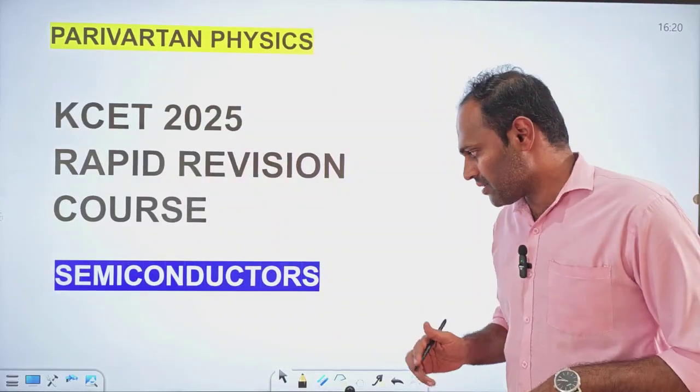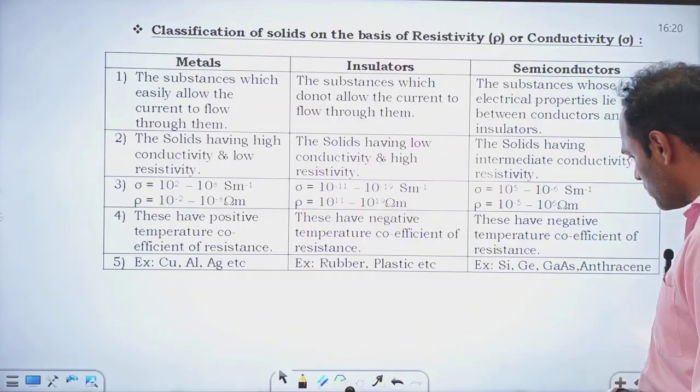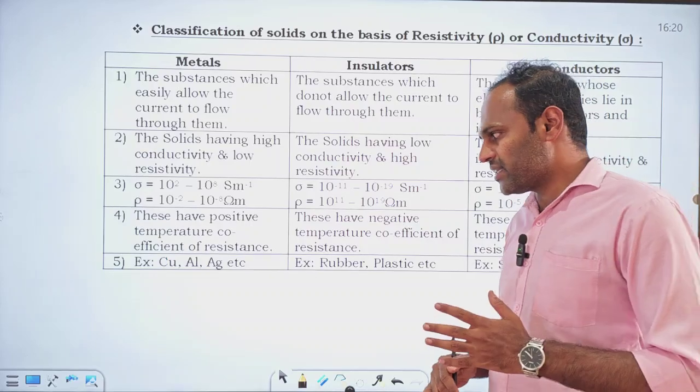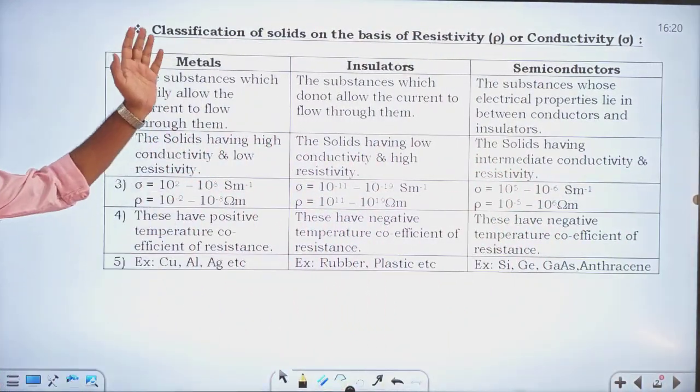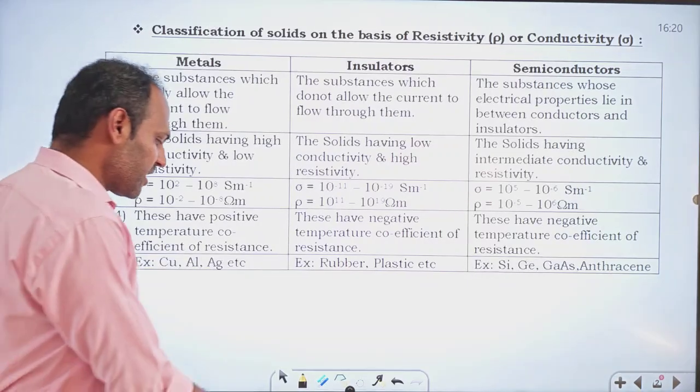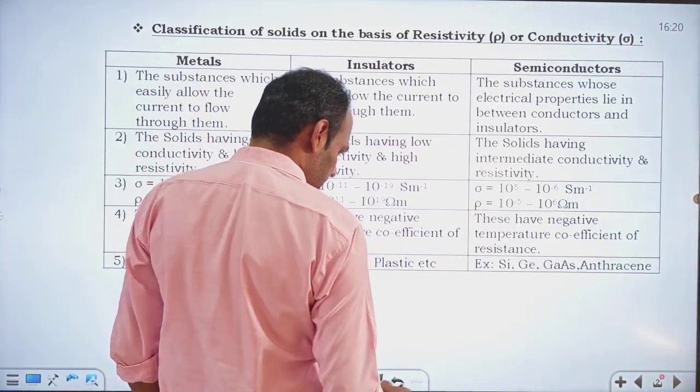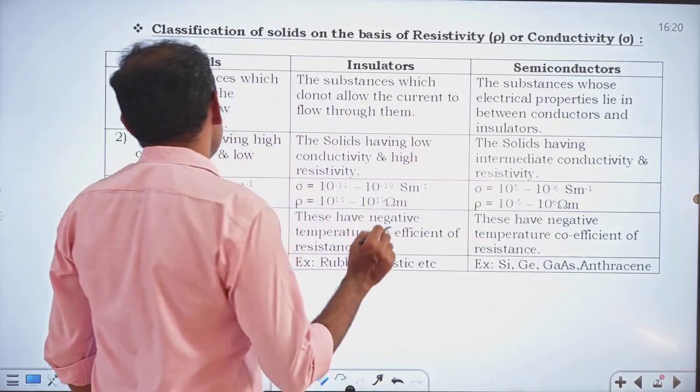We'll start with this chapter called semiconductors. Semiconductors is also completely a theory chapter. You have to read the theory in depth. You should know the concepts in depth. So here, we know very well, we divide conductors, insulators and semiconductors on the basis of conductivity, right?